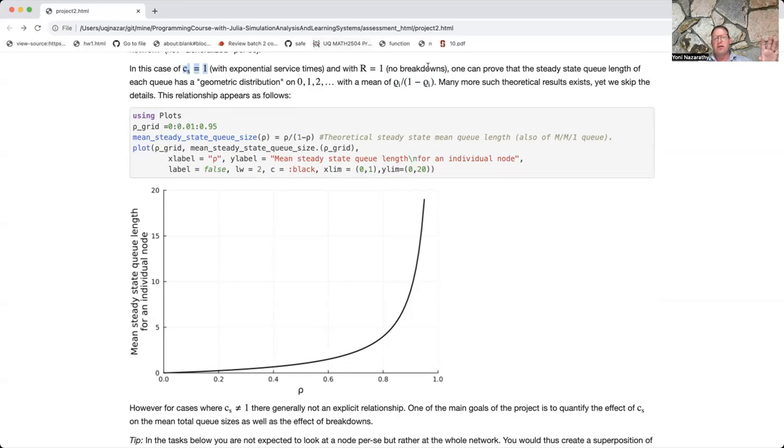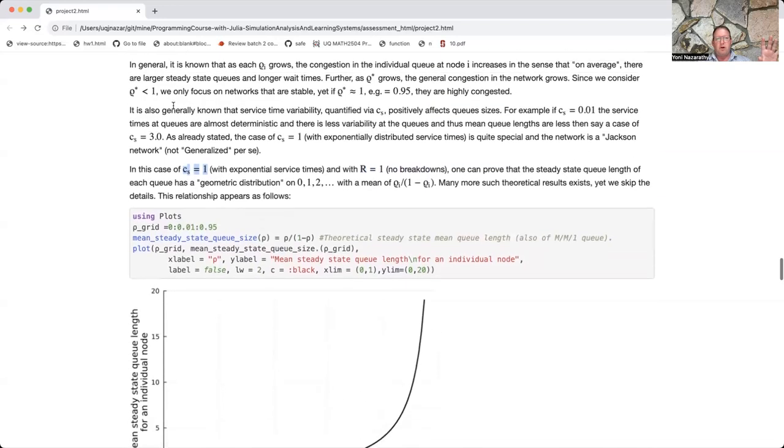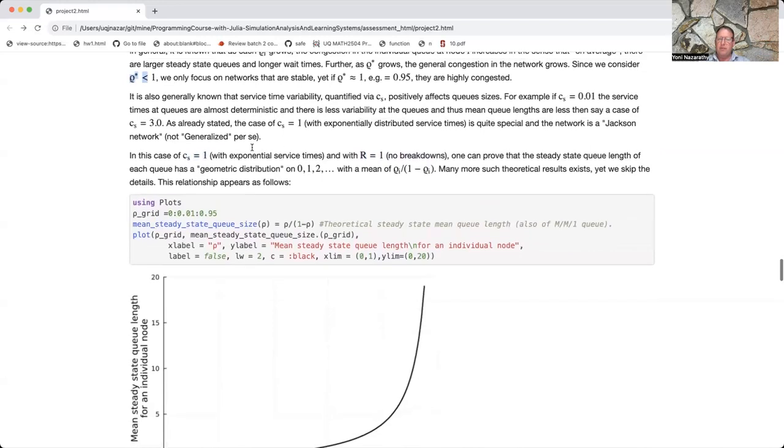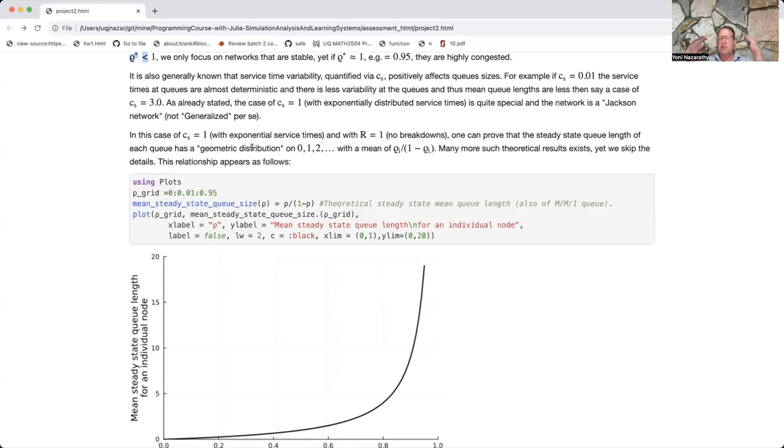So this is incredible. We actually know that if CS equals 1, and leave the breakdowns aside for a second, and all of the rhos are less than 1, so rho star is less than 1, so the system is stable, it's a complicated stochastic process. There are many jobs and the queues are moving throughout, but when you look at an individual queue in steady state, this is going to be the mean number of jobs in the queue.